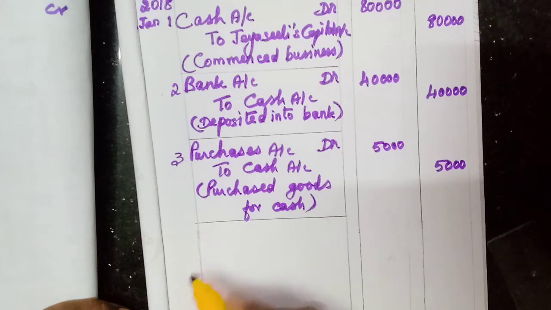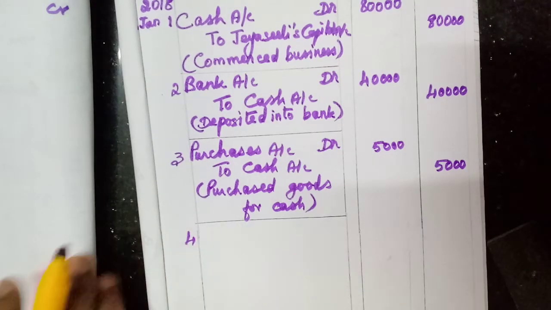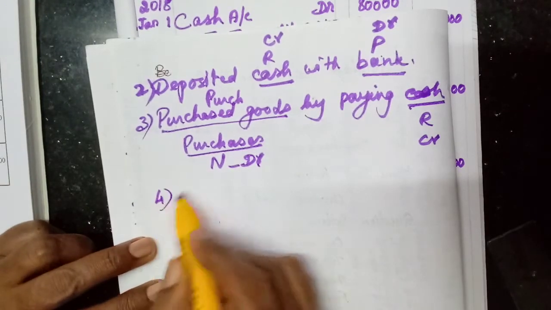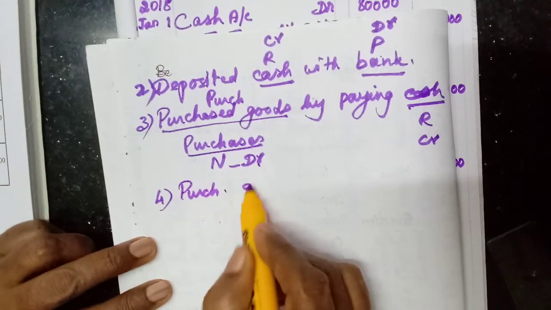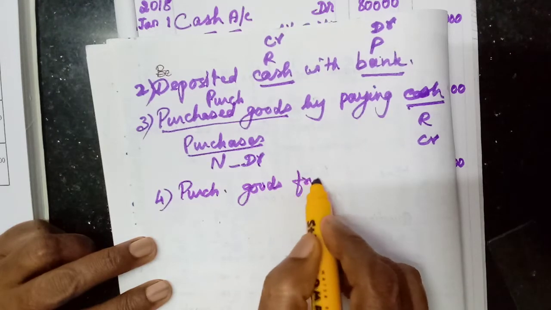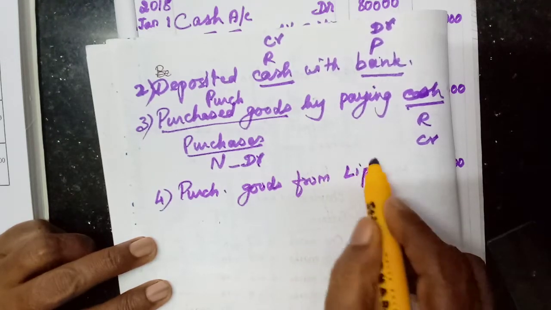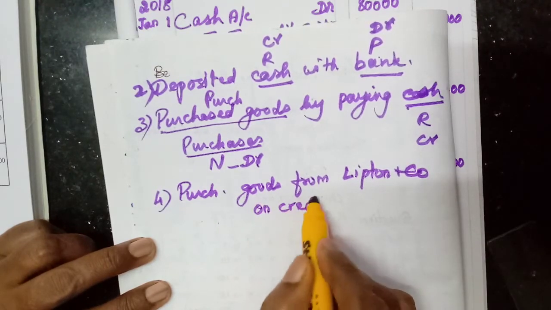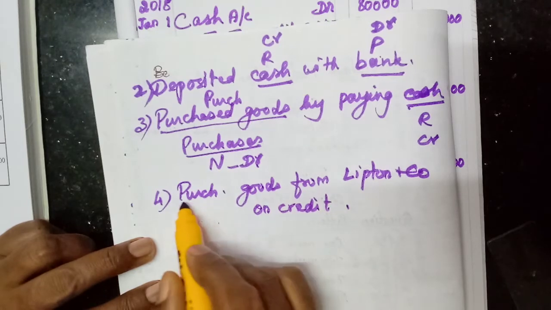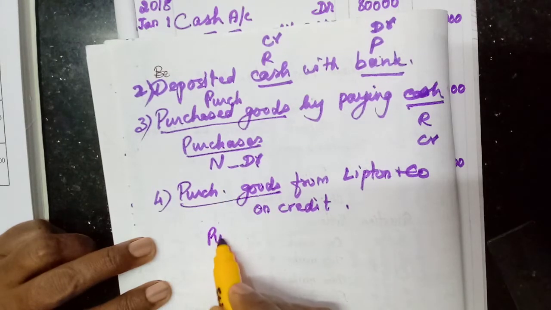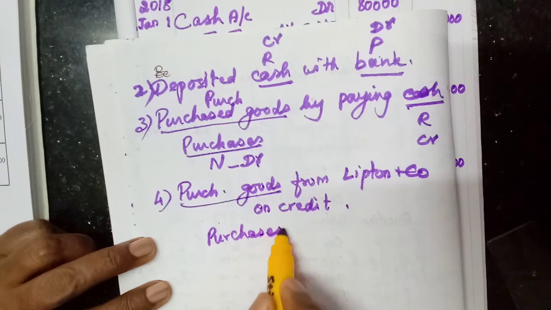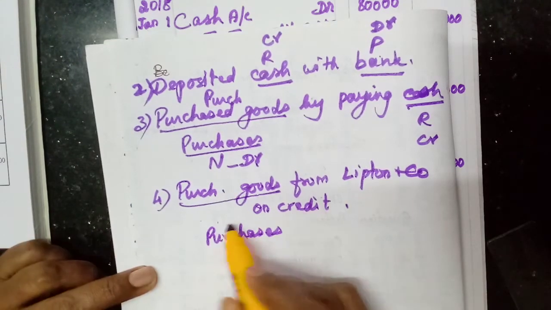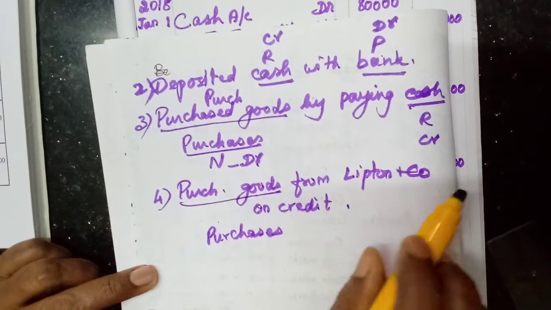The next date is 4. Okay, what is the 4th transaction? Purchased goods from Lipton and Co. on credit. Okay, here purchased goods, you know, that is purchases. Okay. Then Lipton and Co. on credit. So this is not a cash transaction. Cash will not come. Okay.